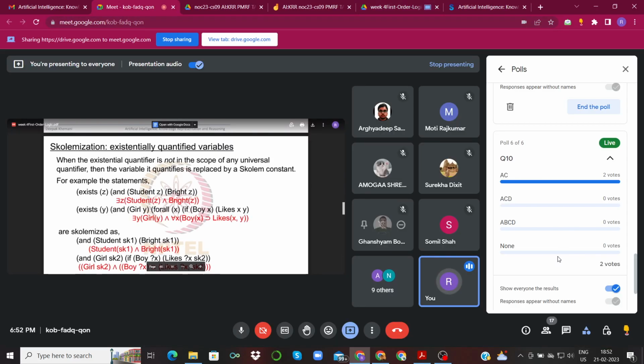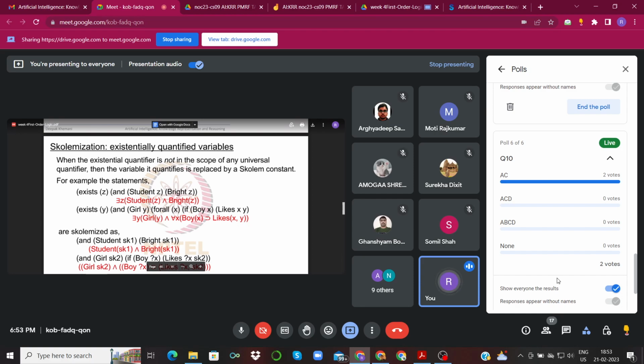So I'm just sharing the lecture slides about Skolemization. When the existential quantifier is not in the scope of any universal quantifier, then the variable that it quantifies is replaced by a Skolem constant.